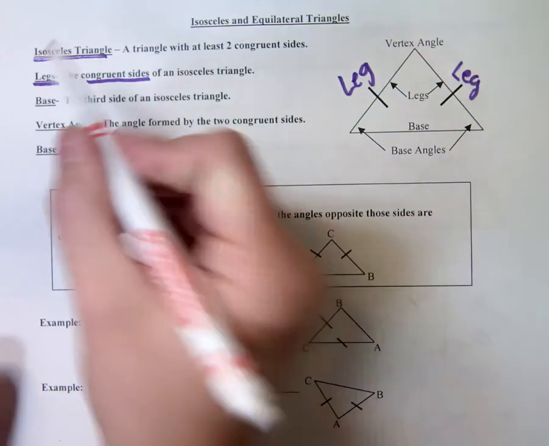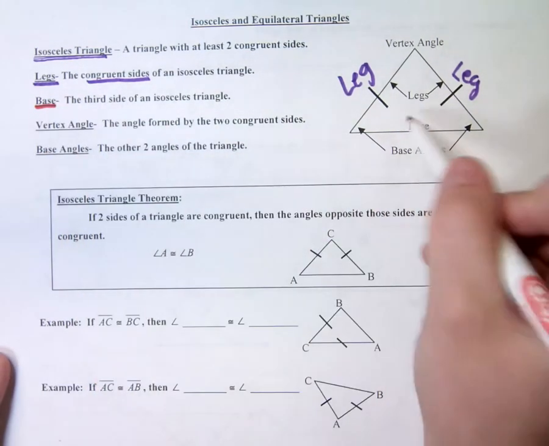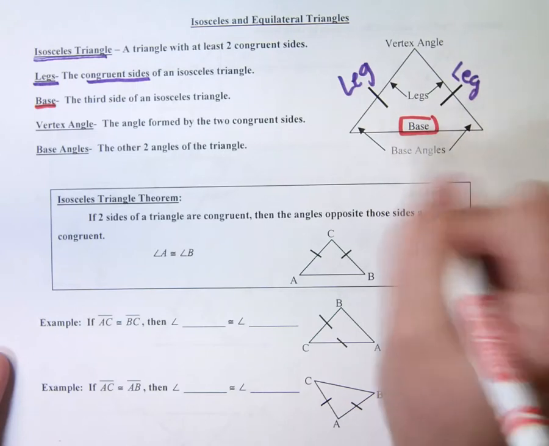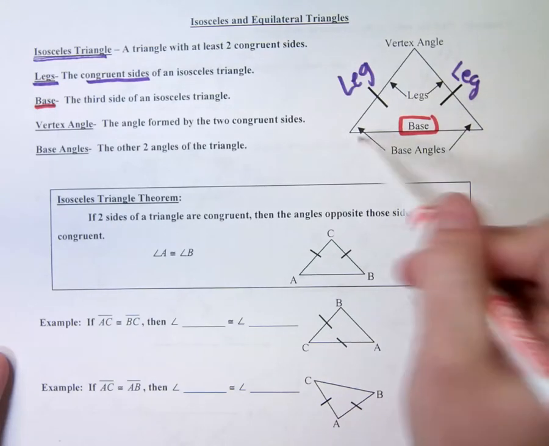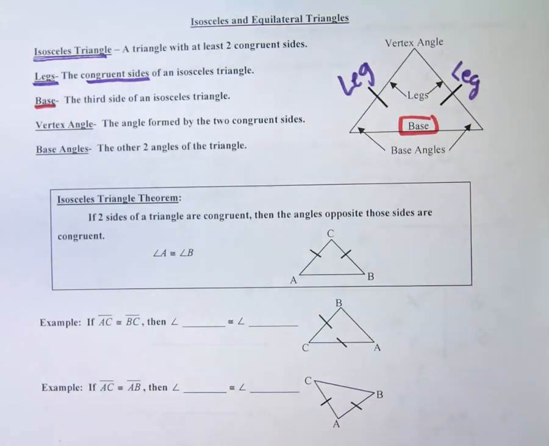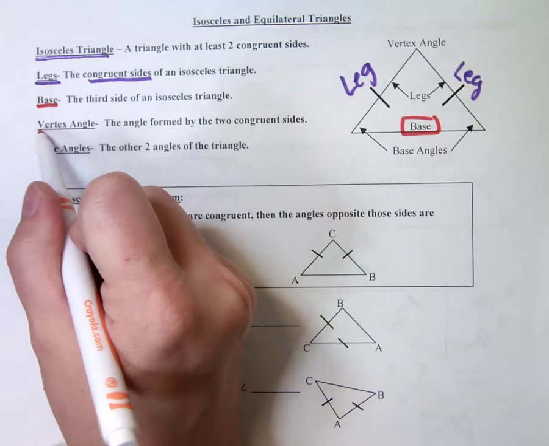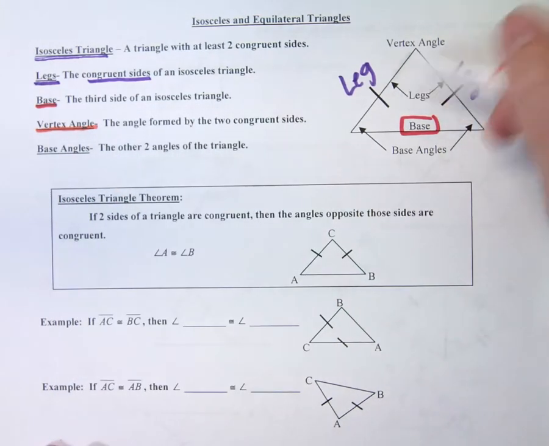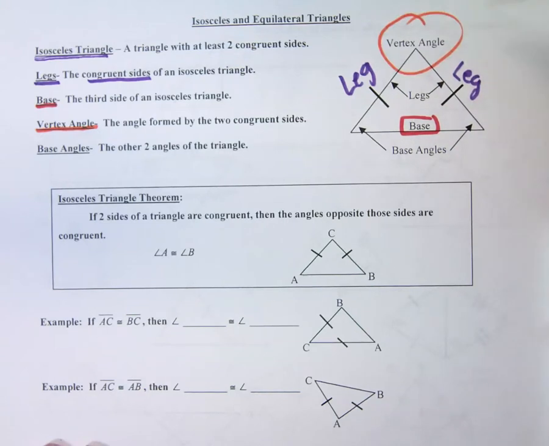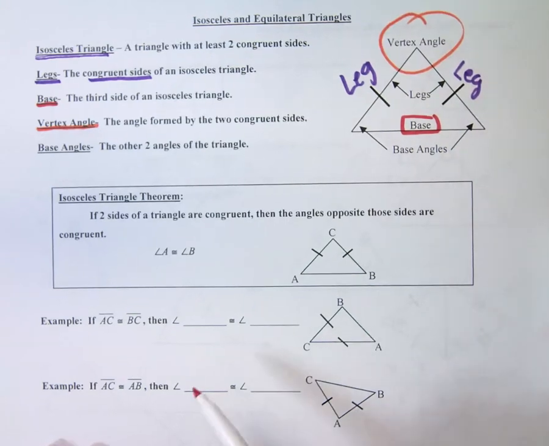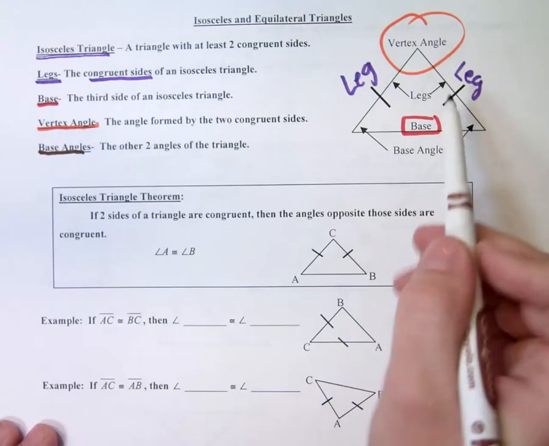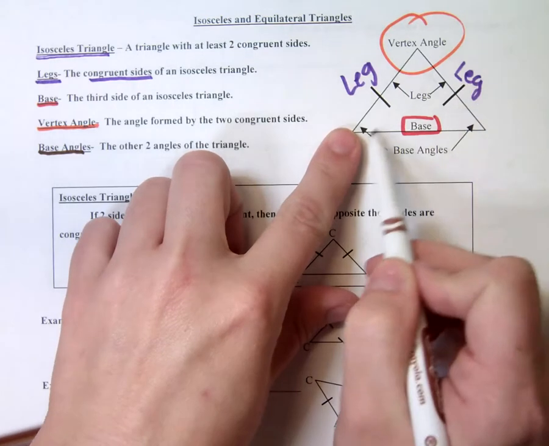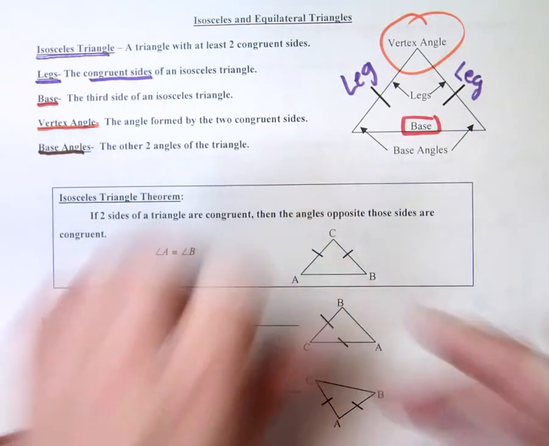Okay, the base is the other side. So this down here is the base. This whole bottom piece is the base. The congruent sides are the legs, and the other side would be the base. Okay, the vertex angle, this is where your two congruent sides come together. It's the angle formed by the two congruent sides where they come together. So that's our vertex angle. And then the base angles, well, those are the other two angles. And the base angles are always across from the congruent sides.